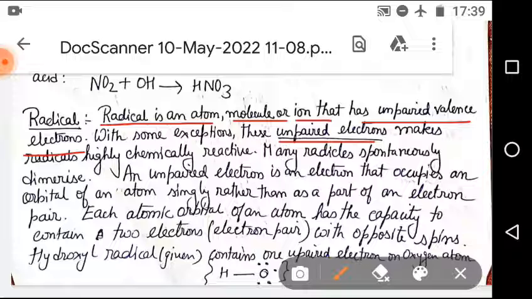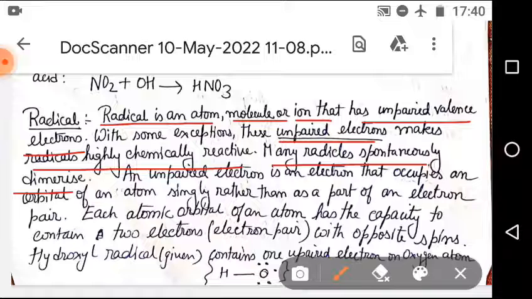So at least 8 electrons have to be present in the outermost shell, and only then will the atom become stable. Otherwise they become unstable, and ions will form. With some exceptions, these unpaired electrons make radicals highly chemically reactive and energetic. They try to become stable, so they accept electrons from a donor or lose them. Many radicals spontaneously dimerize: they combine together in order to become stable, and they become paired.